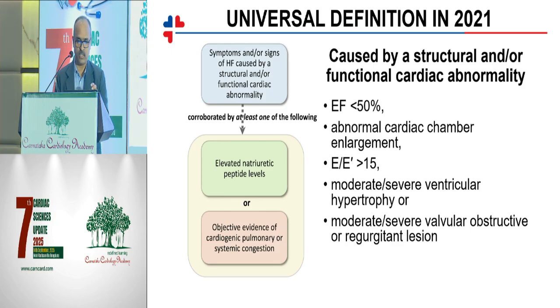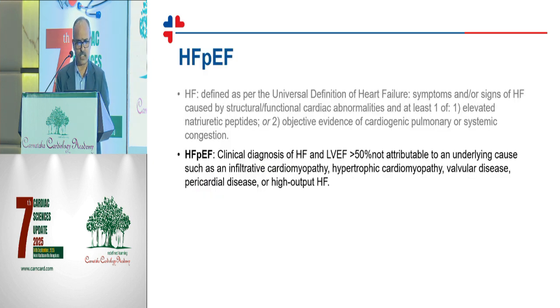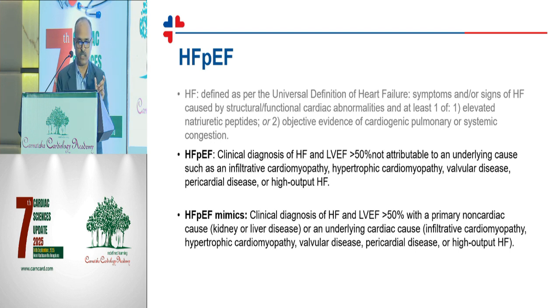These two are there, plus BNP is elevated, or even the clinical evidence of cardiogenic pulmonary or systemic congestion is sufficient to diagnose. And how do you diagnose heart failure with preserved ejection fraction? The patient has to fit the heart failure definition, plus the ejection fraction is more than 50%, and his signs and symptoms are not attributable to any infiltrative cardiomyopathy, hypertrophic cardiomyopathy, valvular heart disease, pericardial disease, or high output heart failure. So these have to be excluded to label somebody as heart failure with preserved ejection fraction.